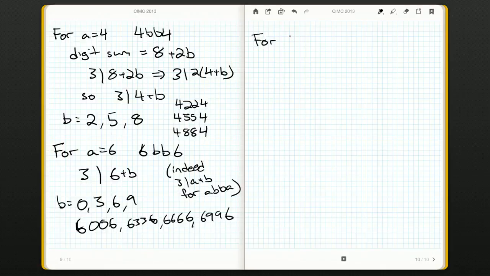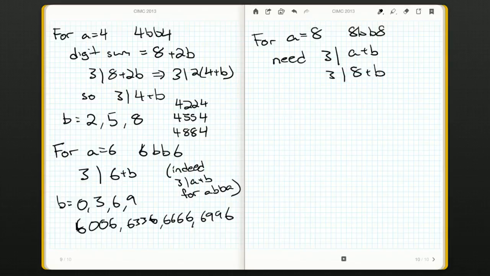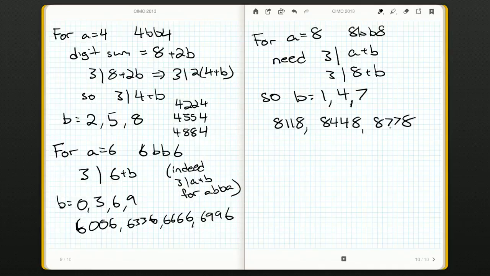And so our last case is going to look like this, 8BB8. We need 3 to divide a plus b. So 3 to divide 8 plus b. So b can be 1, it can be 4, that would give us 12, or it could be 7. Those are the only single digits, and we're looking for single digits for b. And so what does that give us? That gives us 8118, 8448, and 8778.